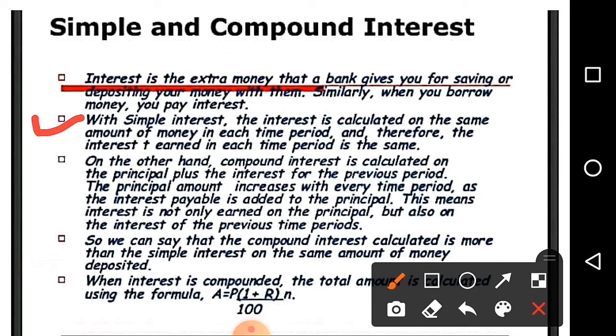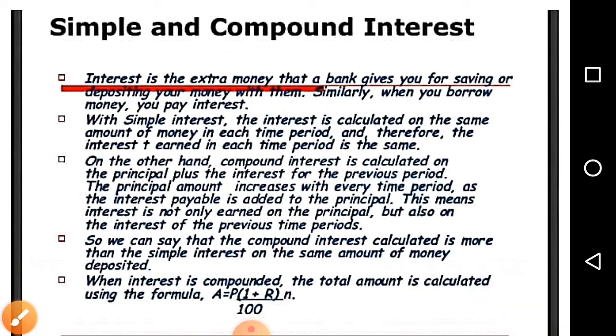So the principal amount increases with every time period as the interest payable is added to the principal. This means interest is not only earned on the principal but also on the interest of the previous time period. So this way it is calculated in case of compound interest. We can say that the compound interest calculated is more than the simple interest on the same amount of money deposited. Compound interest is always more than the simple interest because it is calculated every year. So when interest is compounded, the total amount is calculated using the formula.